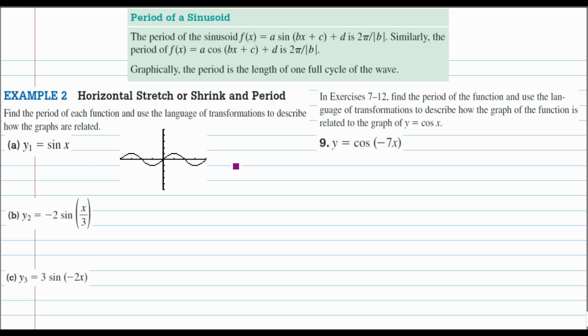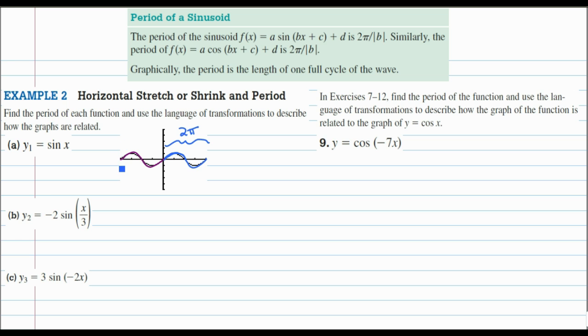The period of the sine curve, now watch this. One period is not just this. That's not a full cycle yet. The period is when it goes up and down and starts to repeat itself. So this would be one period, and then this would be another period. So this cycle repeats every 2 pi.